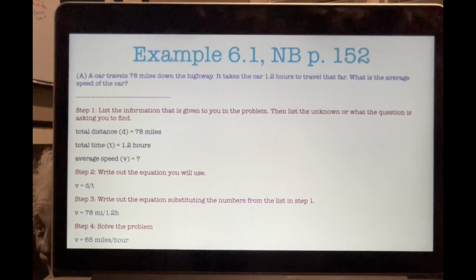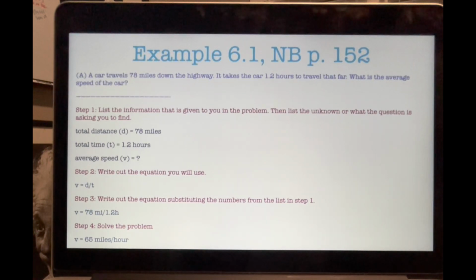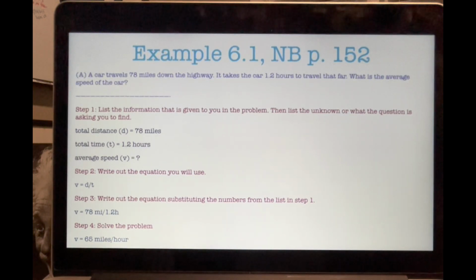Okay, example 6.1, notebook page 152. A car travels 78 miles down the highway. It takes the car 1.2 hours to travel that far. What is the average speed of the car? Step 1. List the information that is given to you in the problem, and then list the unknown, or what the question is asking you to find. So it told us the total distance was 78 miles. So D is 78 miles. The total time, T, is 1.2 hours. And we do not know, and we're looking to find the average speed, V.